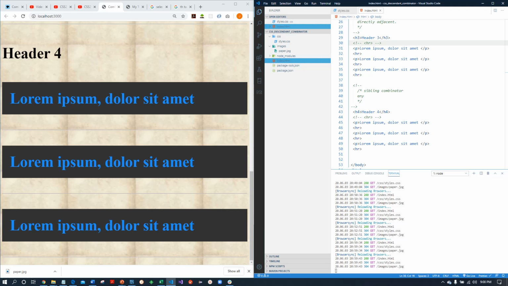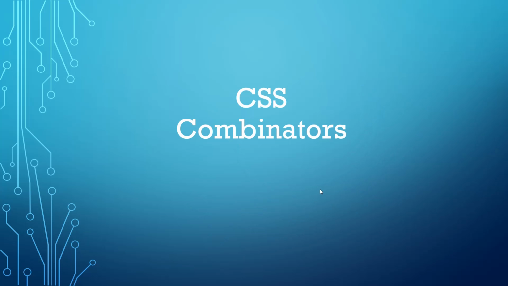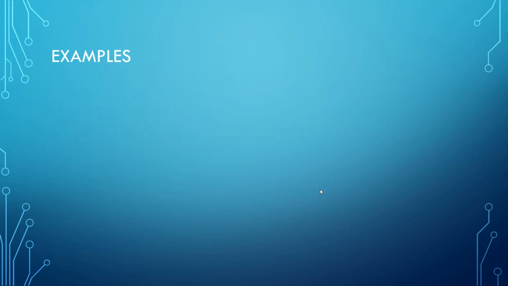Okay, we'll come back and we'll summarize this. So here's a summary of what we saw in the example of combinators. We have two categories of combinators, sibling and descendant. And then two concepts within sibling and descendants, that is the direct or any. So for the sibling, you either have the plus or the tilde sign in between the two selectors. For the descendant, you have the greater than sign to select the direct child, or a space to select the direct child or the grandchildren, or so forth, any descendant. So combinators are a way to combine CSS selectors.